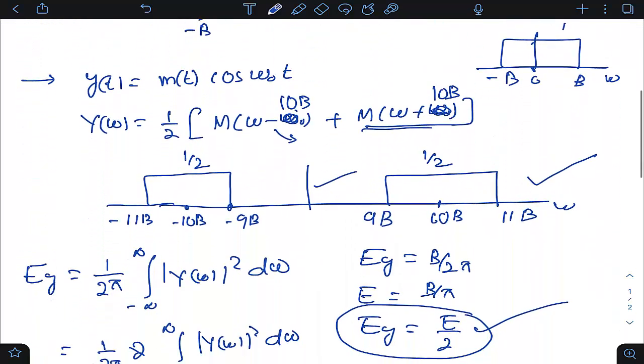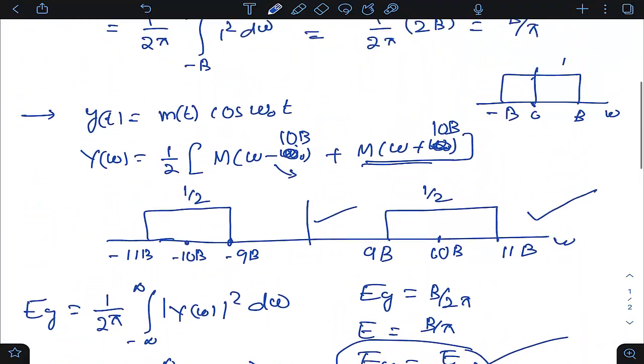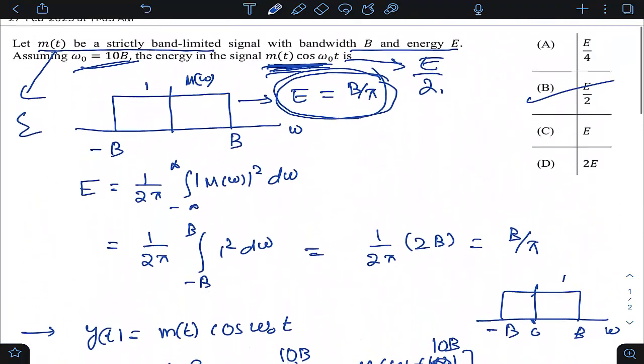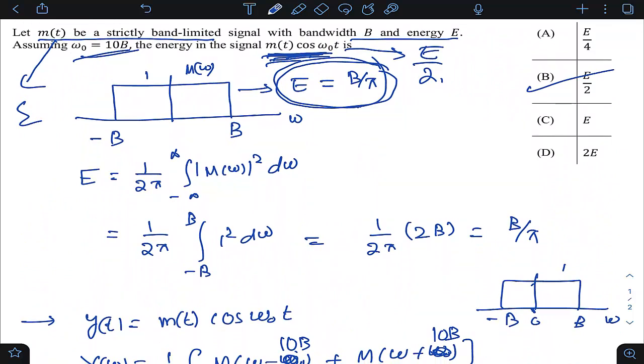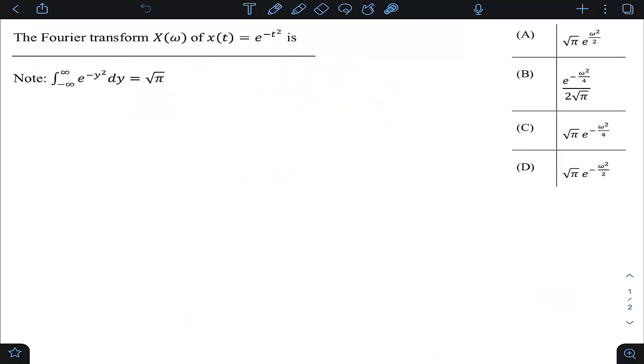This is also, students, because I am explaining, I have taken 5 minutes of time, but if you solve it in your own way in a proper flow, it will take hardly 3 to 4 minutes. So the answer is E by 2 for this, option B. This question was asked in GATE 23 of Electronics. This is from the Signals and Systems subject and from the Fourier transform topic.